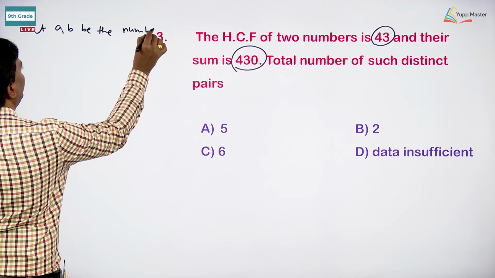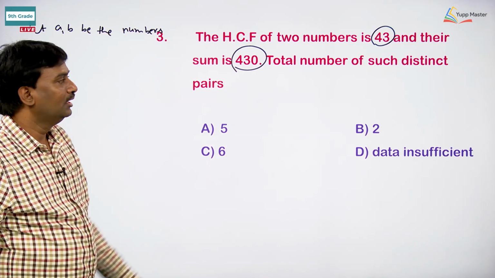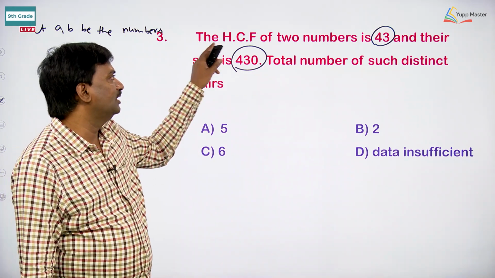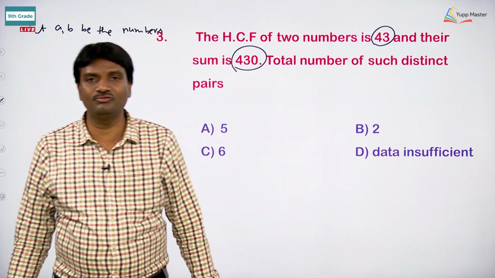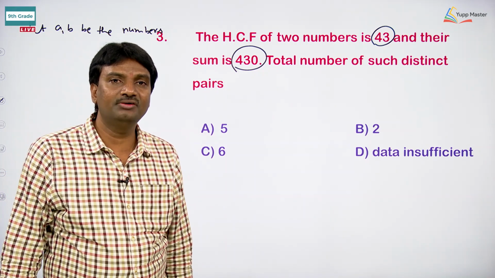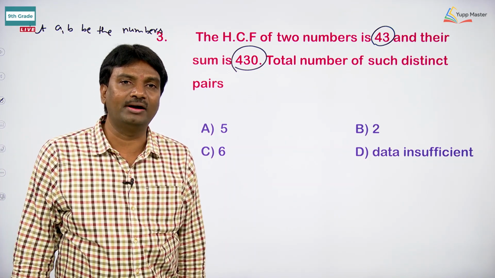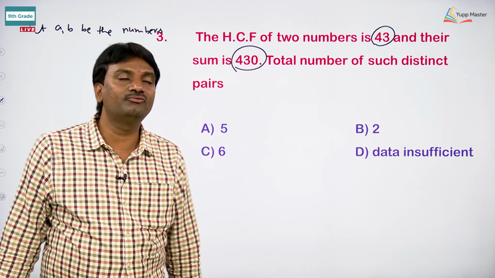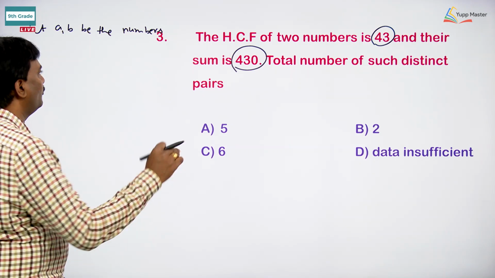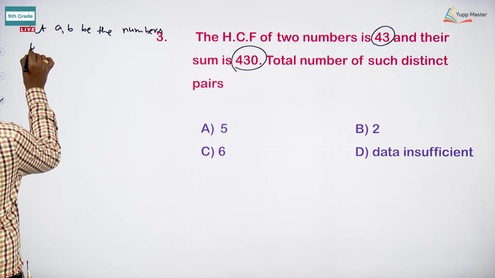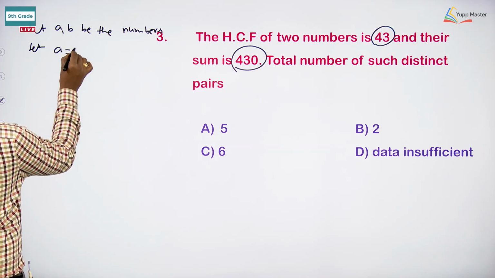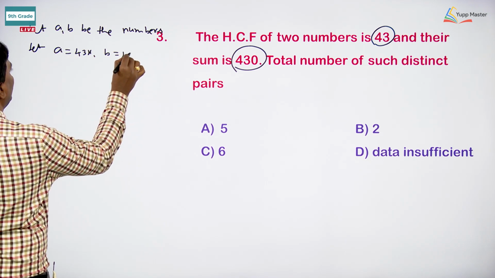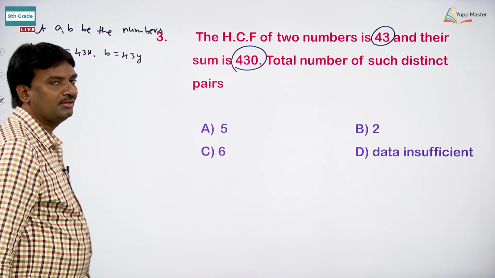Let A, B be the numbers. Since the HCF of A, B is 43, the HCF of the two numbers is 43, so we can consider them as A equal to 43x and B equal to 43y.